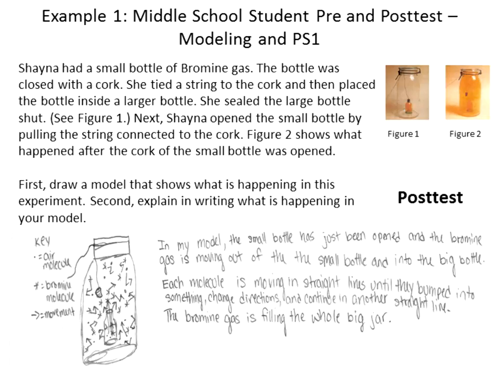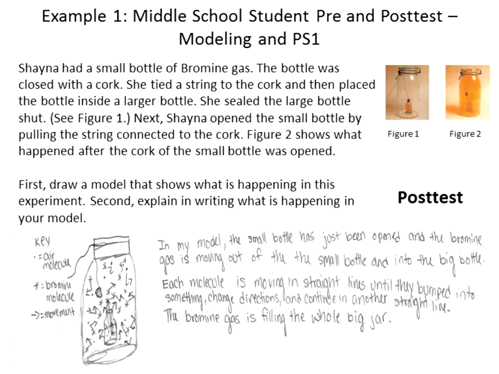and we see a very different look at what's happening. In this case, you'll see the key over at the side. You see air molecules, you see bromine molecules, and you see that the arrows indicate movement. And the description is, in my model, the small bottle has just been opened, and the bromine gas is moving out of the small bottle and into the big bottle. Each molecule is moving in a straight line until it bumps into something, changes direction, and continues in another straight line. The bromine gas is filling the whole big jar.